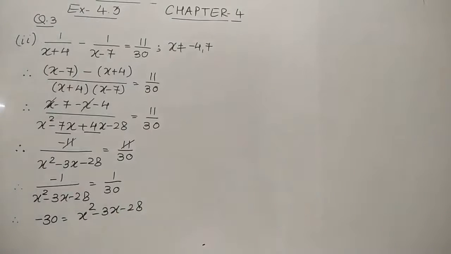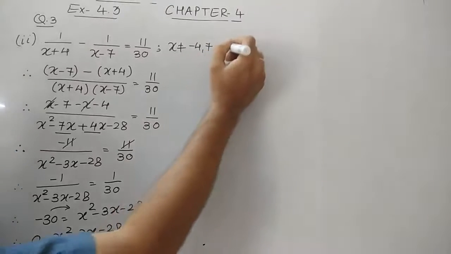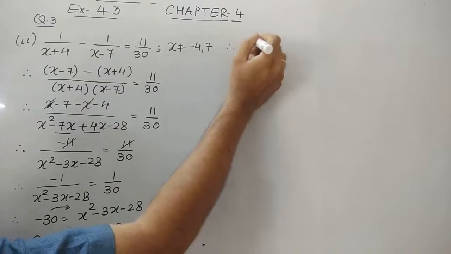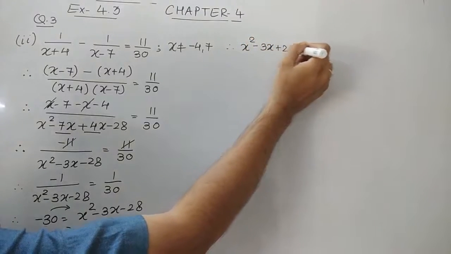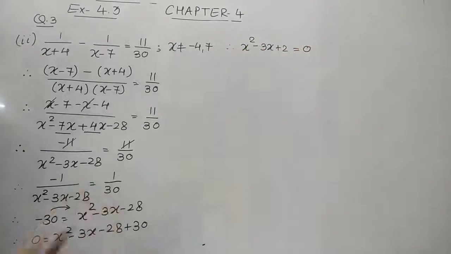Now to convert into the standard form, let me take this term to the right hand side. So it would be 0. So x square minus 3x minus 28 plus 30. Look at the new equation we obtained: x square minus 3x plus 2 is equal to 0. This is the equation, or we can say the standard form of the quadratic equation, that we obtain.